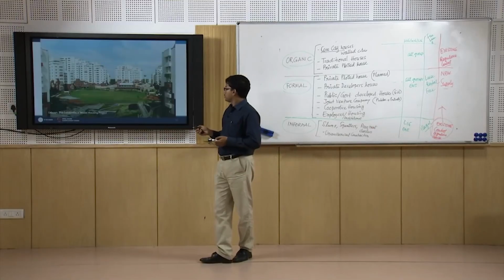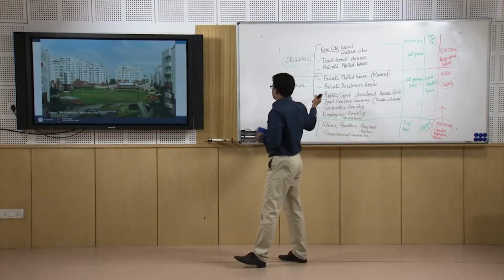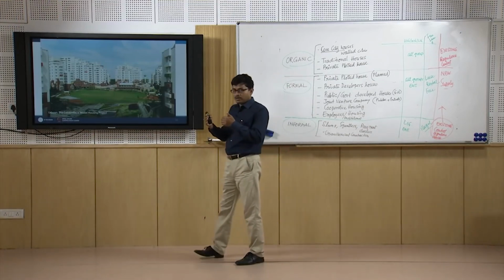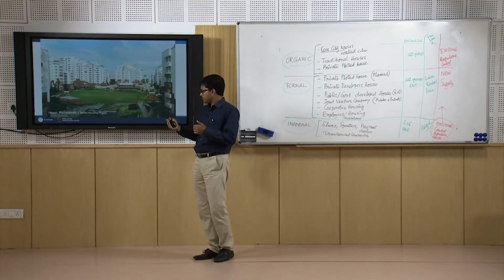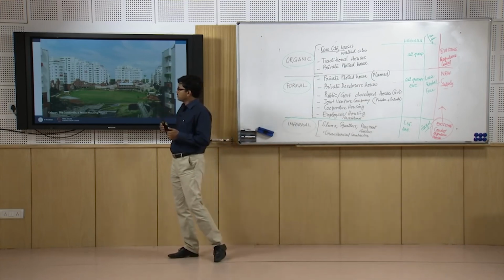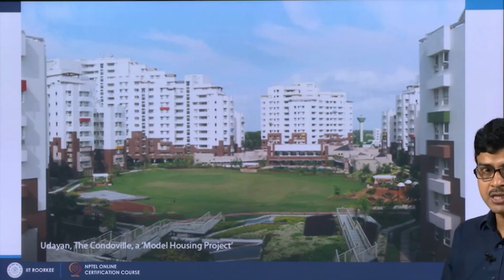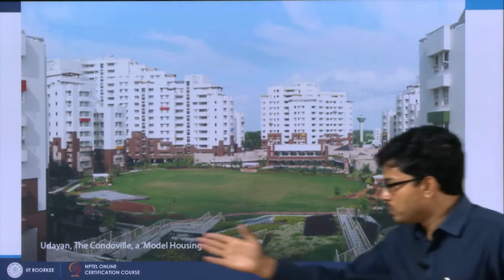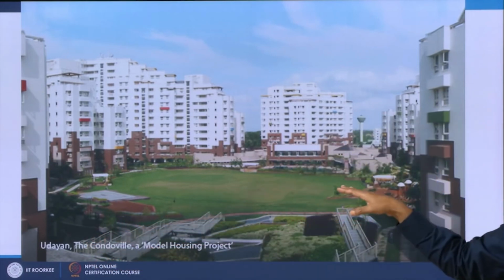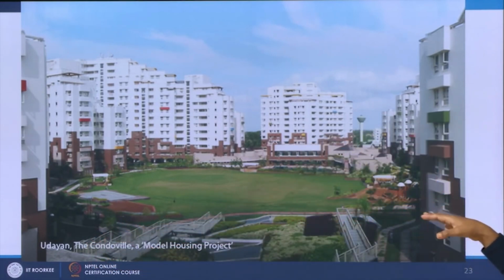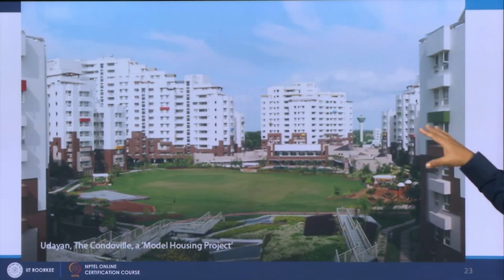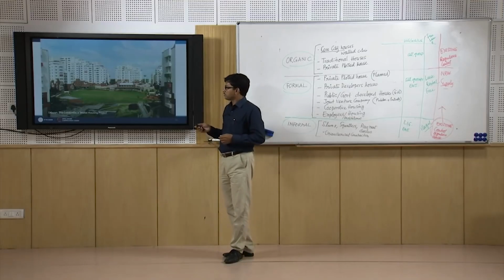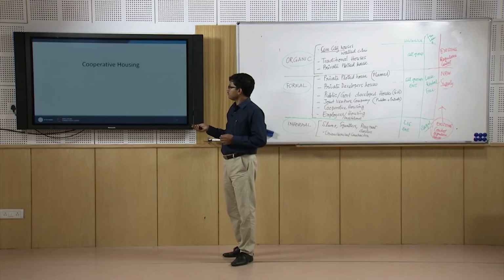Now, I told you about joint venture houses, where basically it is a joint venture between the government and a private agency. This is the first joint venture house which came in the country, in West Bengal, named Udayan. You can see the land was given by the public agency, that is the government, and the building and all the infrastructure were developed by the private developer. That is called joint venture housing.